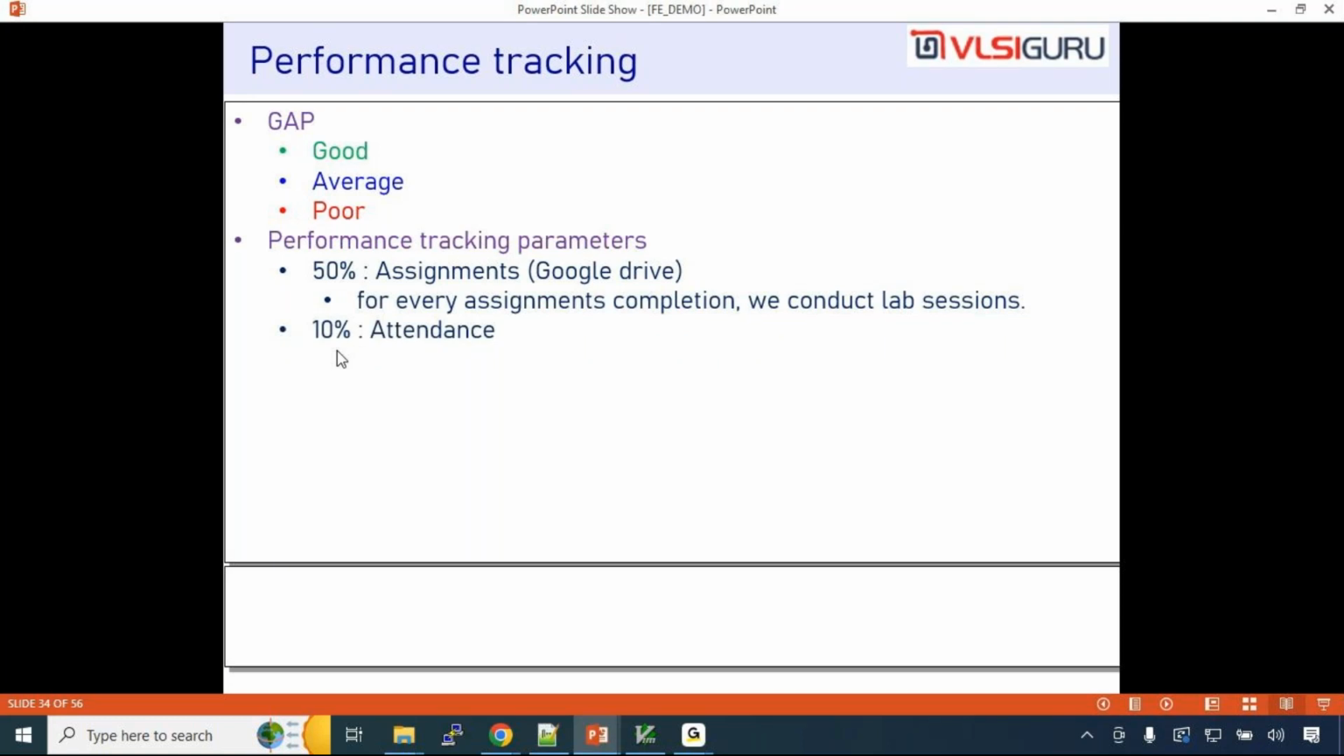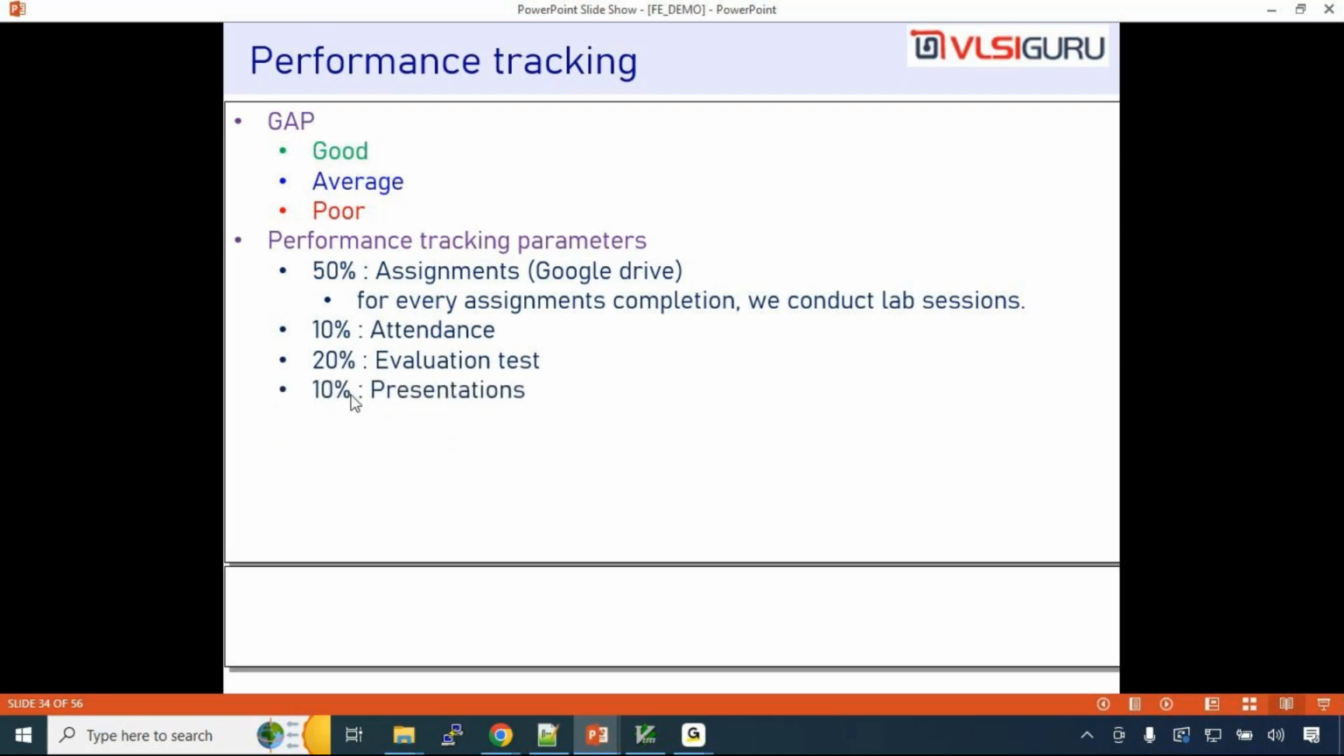10% is only for attendance. Whether you attend or you don't attend also, I don't bother. You complete assignments or not is what is very important. 20% is evaluation test. Every topic, every month, there will be one evaluation test. Based on that performance also, we track your performance.